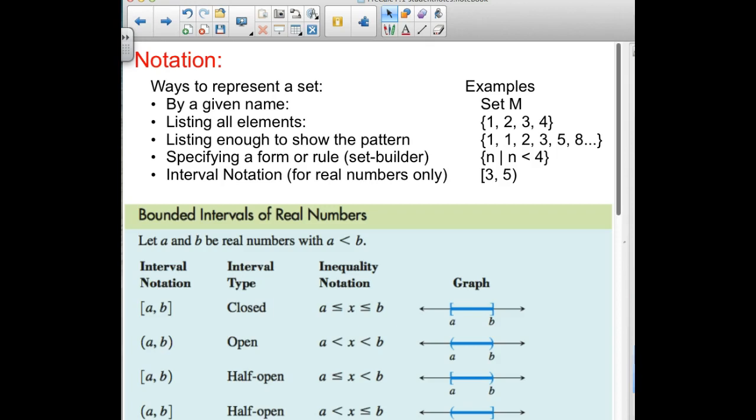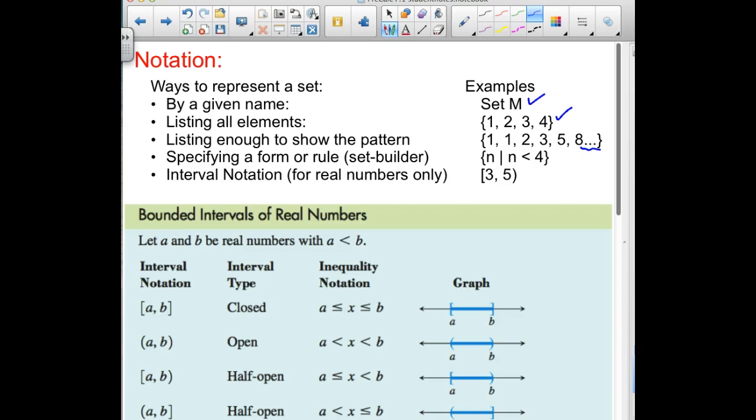All right, some notation for sets. We can just give it a name, like set M. We can state our set by listing all the elements. For example, the set that contains the elements 1, 2, 3, and 4. Sometimes our set is very long, so we could list it showing a pattern and then include the ellipsis to mean that the pattern continues.